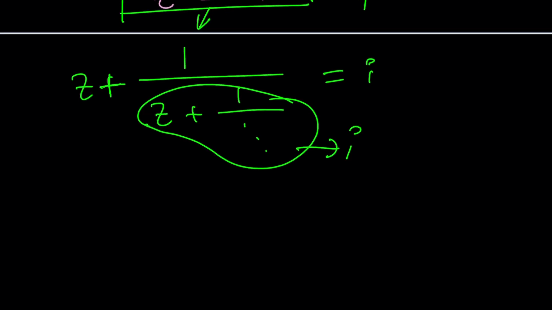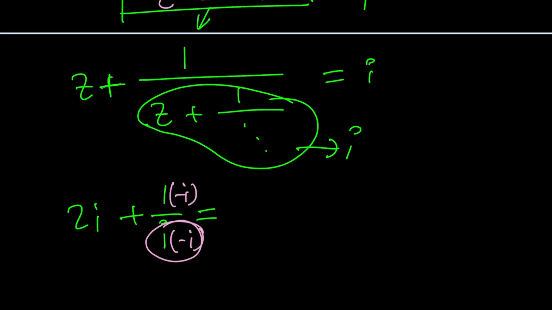So z is 2I and this whole thing is I. So we're going to get 2I plus 1 over I. And now multiply by -I again. It's the same idea, but we need to do it. This is -I squared, which is 1. That is 2I minus I equals I.